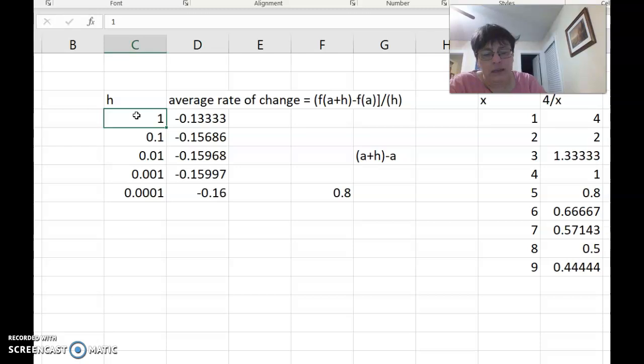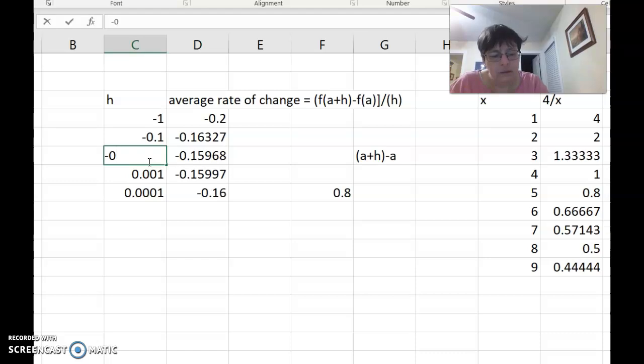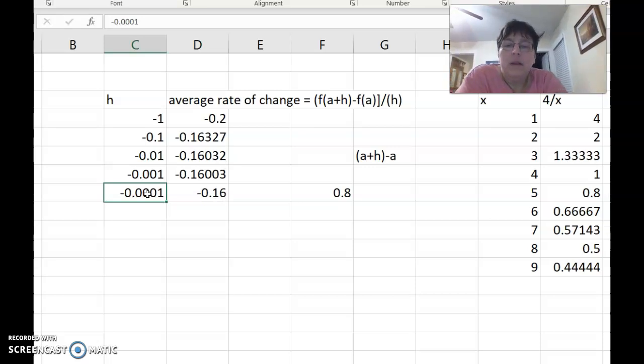So let me make that -1. Negative 0.1. Negative 0.01. Negative 0.001. And negative 0.0001. Look, it's coming, and this was from the left because it's from the negative side.